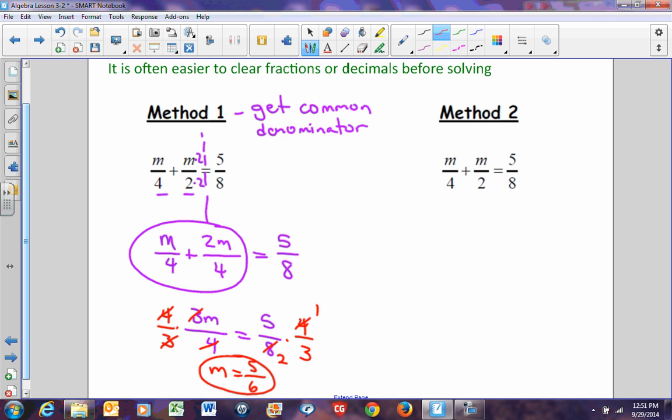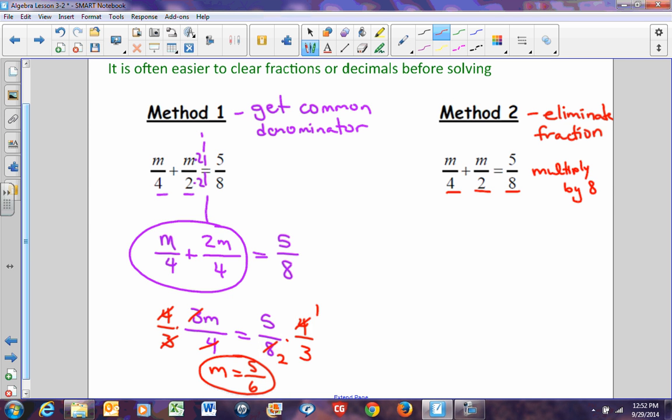The second method to clear your fraction is to simply get rid of the fraction, eliminate the fraction. And that doesn't mean just ignore it, or erase it, or pretend it's not there. It literally means take a look at it and say, out of 4, 2, and 8, what would be a common denominator between all of those? It would be 8. So I'm going to take this equation and I'm going to multiply everything by 8, because by doing that, I'm going to eliminate my denominator.